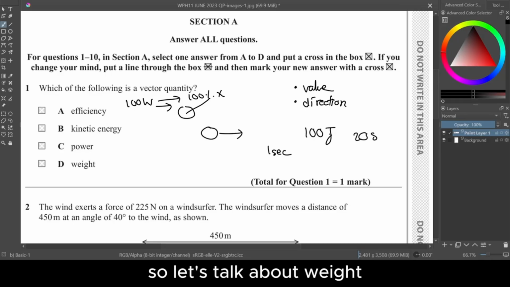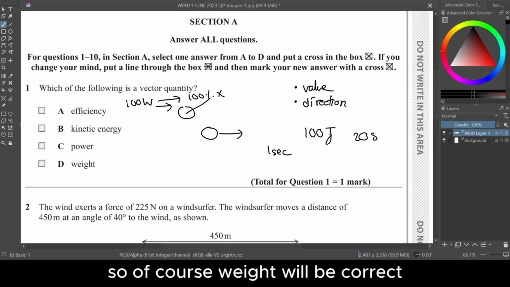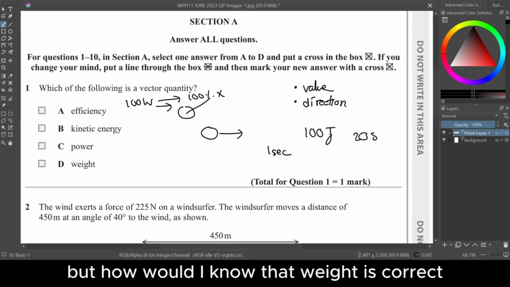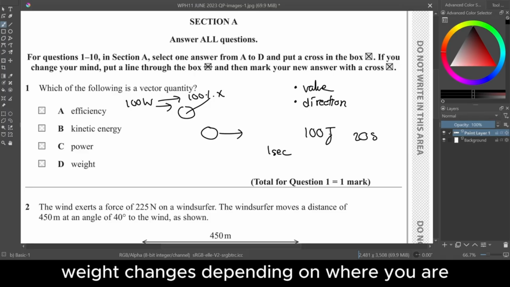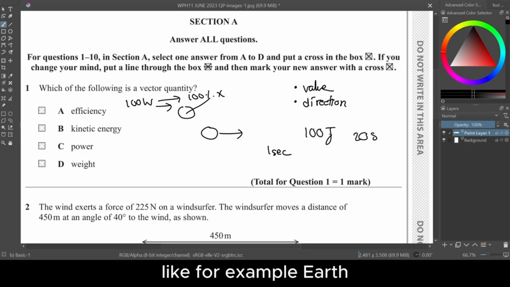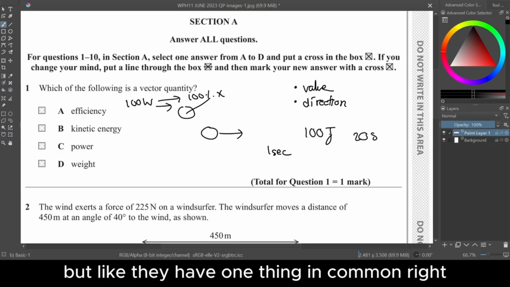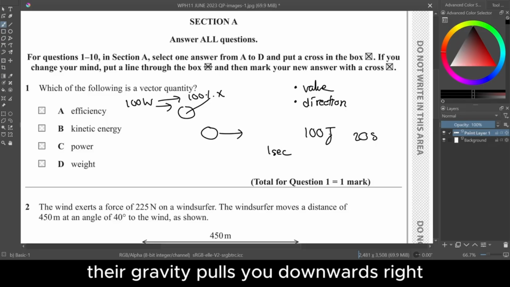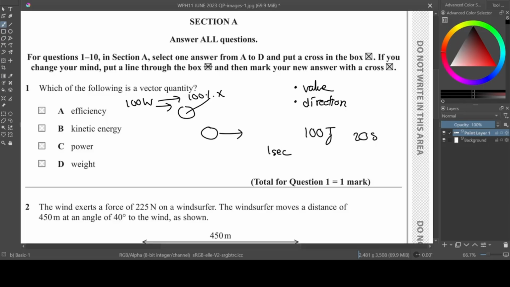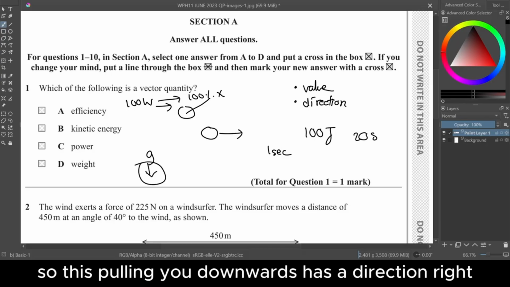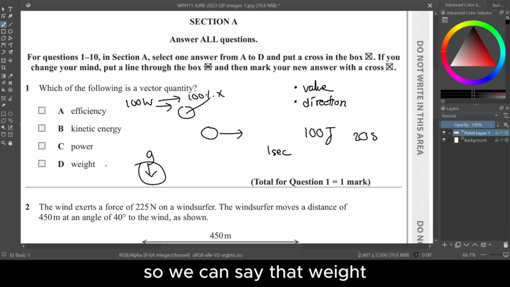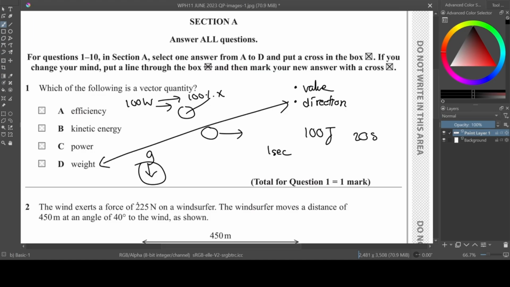So let's talk about weight. The other options are incorrect, so of course weight will be correct, but how would I know that weight is correct? That's the question. For weight, weight changes depending on where you are, for example Earth, Mars, Moon, right? But they have one thing in common, right? Their gravity pulls you downwards. And that's the main thing. Gravity is pulling you downwards. So this pulling downwards has a direction, right? So we can say that weight has a link with direction.